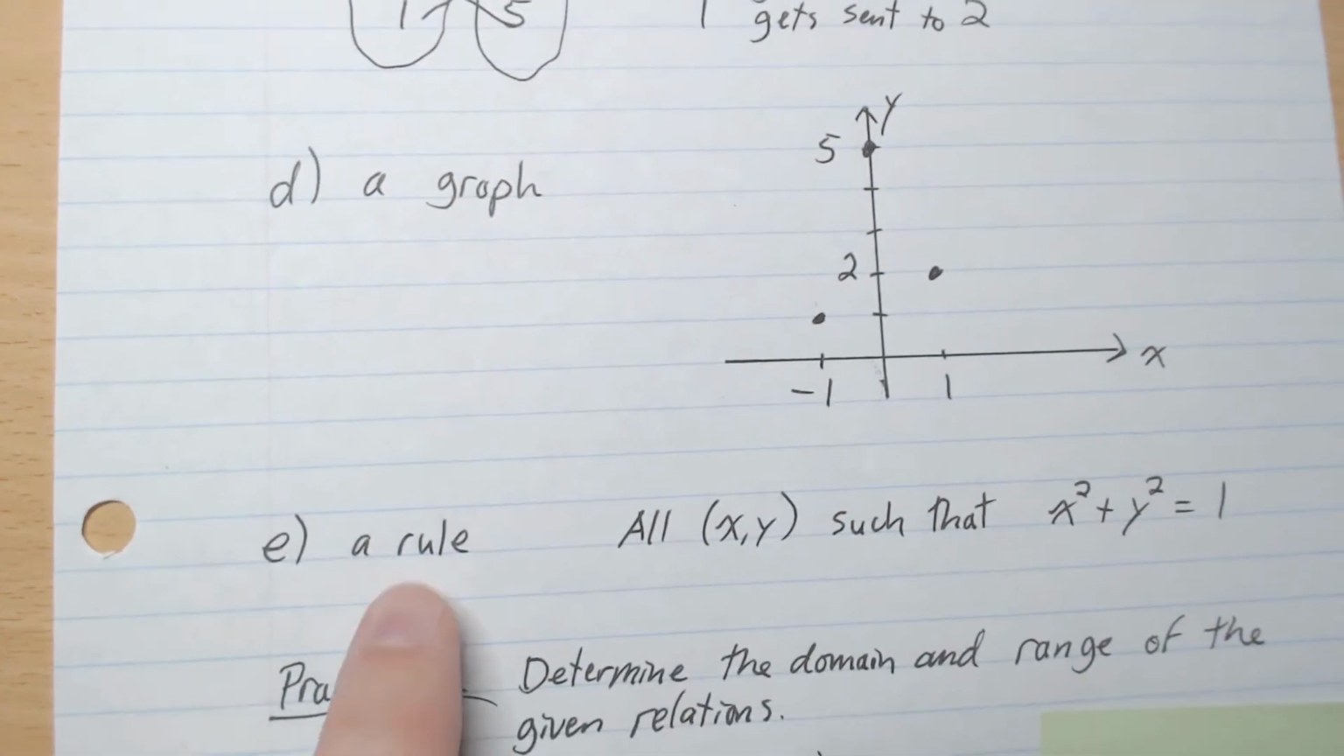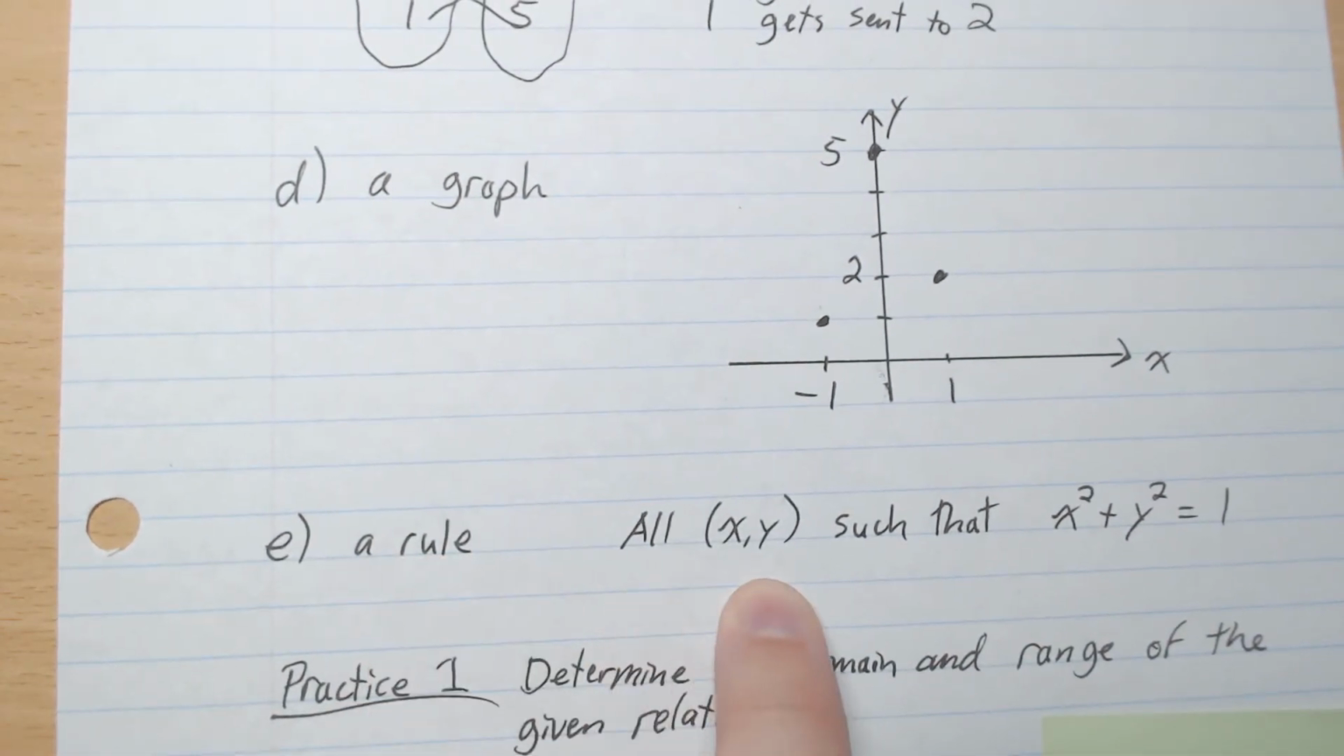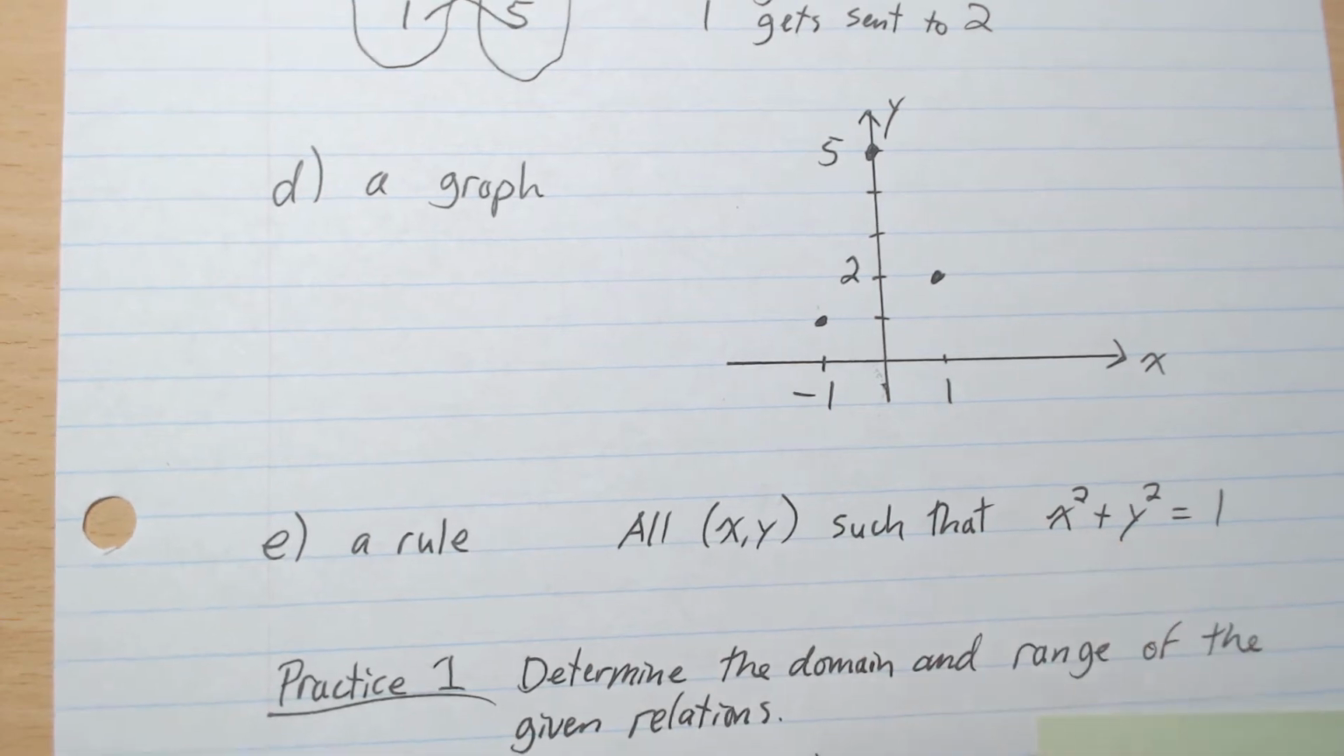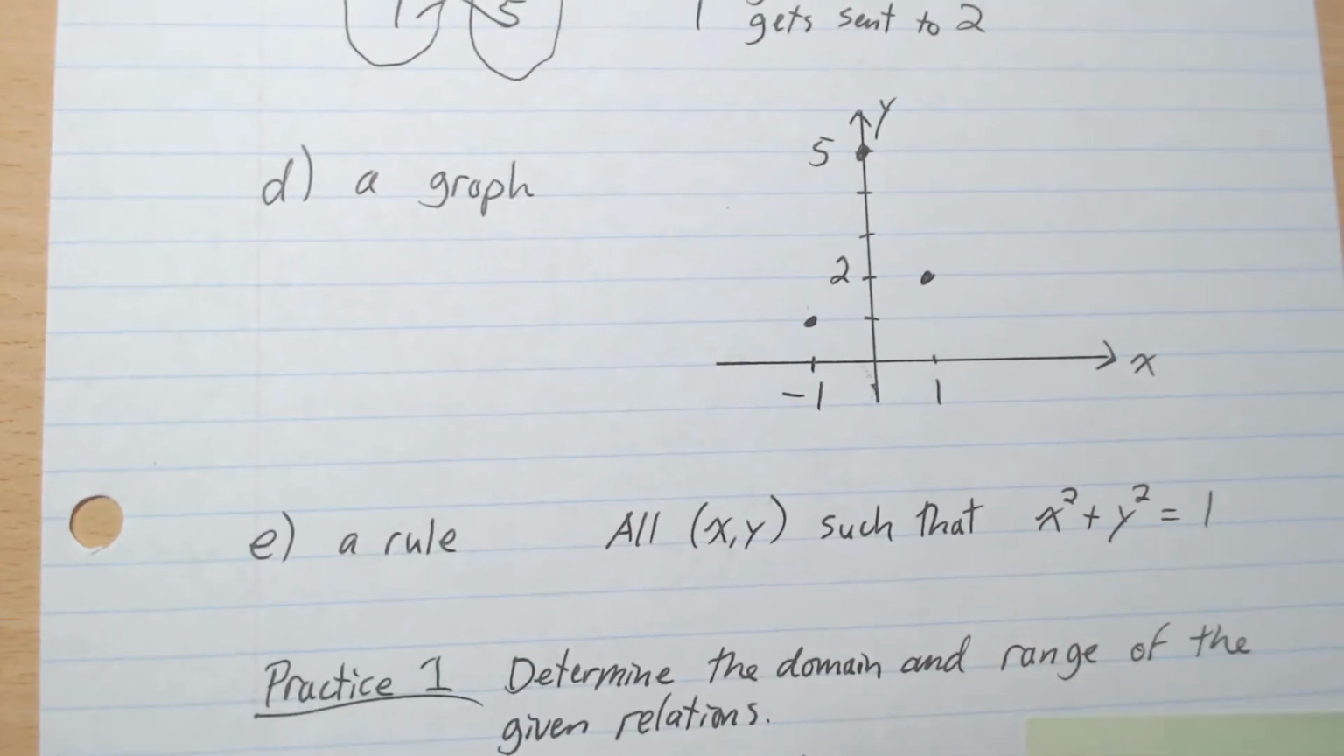Okay, another way we can have it is a rule. We could say all the xy's that follow this rule, like that. And so this is the equation for the unit circle. And so that's an example of a relation. All the xy's that follow this rule.